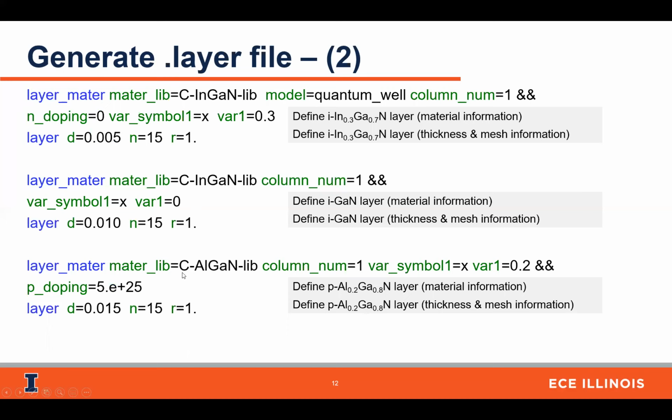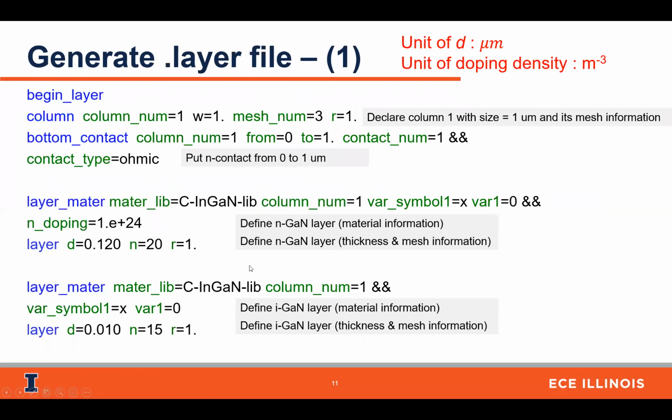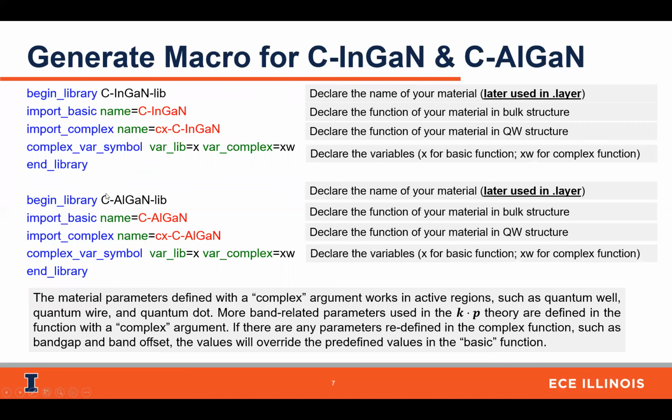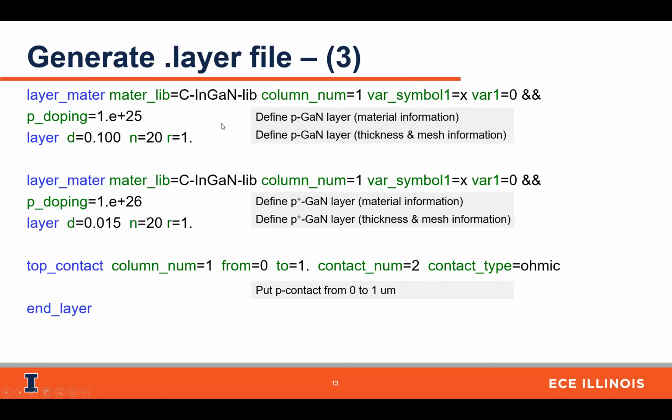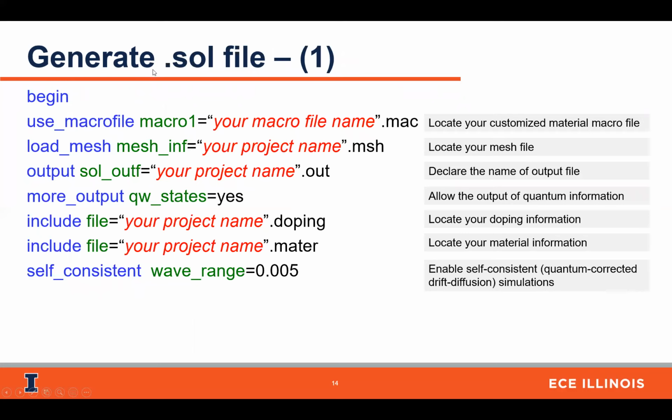And similar for cubic aluminum gallium nitride, you assign this label defined earlier in the material file here. And yeah, just need to repeat the same procedure for the rest of the layers. Okay, and in the solution file, basically everything is the same except that you need to specify this second line. Use macro file, macro 1 equals to like mine.mac. So here you tell the program to locate the material macro you defined by yourself. So with these lines, then everything will work as intended.